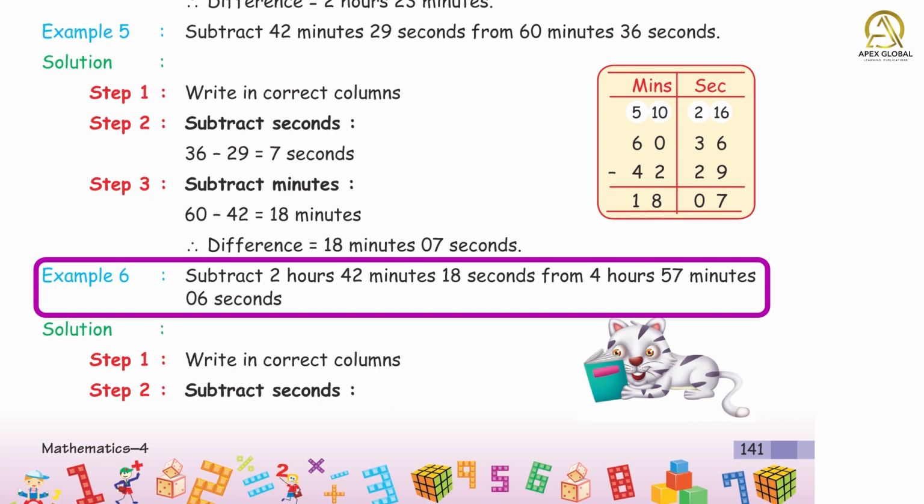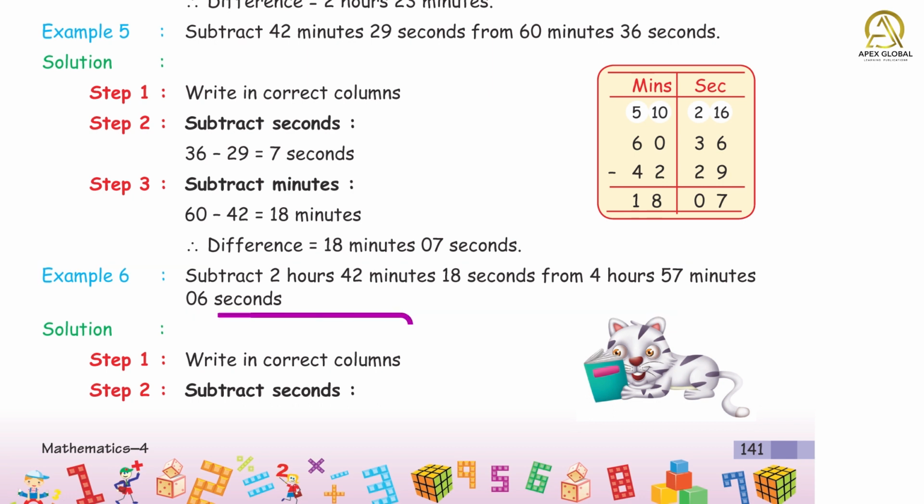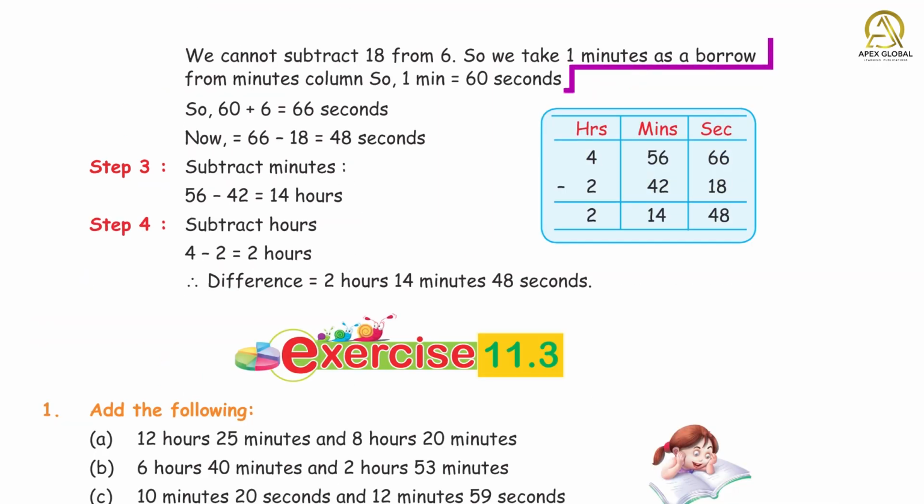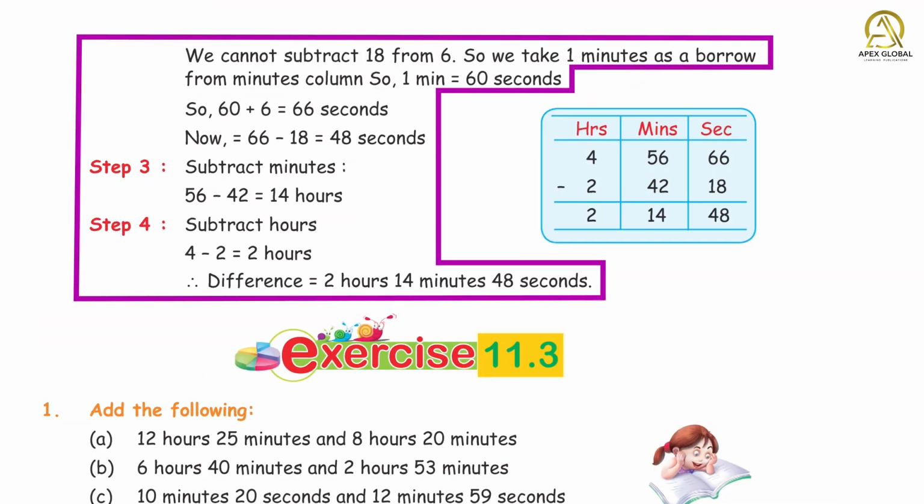Example 6. Subtract 2 hours 42 minutes 18 seconds from 4 hours 57 minutes 6 seconds. Solution. Step 1. Write in correct columns. Step 2. Subtract seconds. We cannot subtract 18 from 6, so we take 1 minute as a borrow from the minutes column. So 1 minute equals 60 seconds. So 60 plus 6 is 66 seconds. Now 66 minus 18 equals 48 seconds. Step 3. Subtract minutes. 56 minus 42 equals 14 minutes. Step 4. Subtract hours. 4 minus 2 equals 2 hours. Difference: 2 hours 14 minutes 48 seconds.